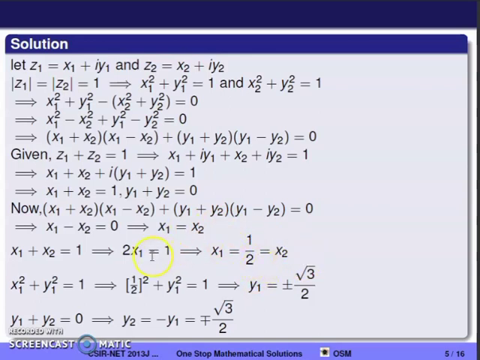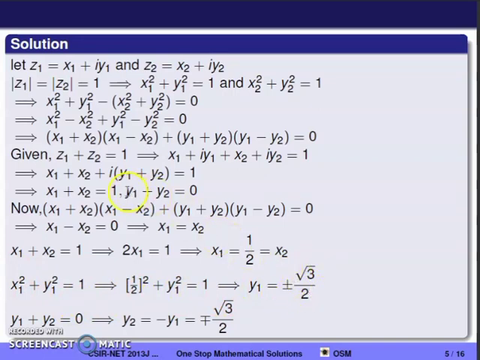Now I am finding y1 and y2. For that I am using these two equations. So x1 square plus y1 square is equal to 1. I am substituting x1, and when we substitute and simplify, we will get y1 as plus or minus root 3 by 2.